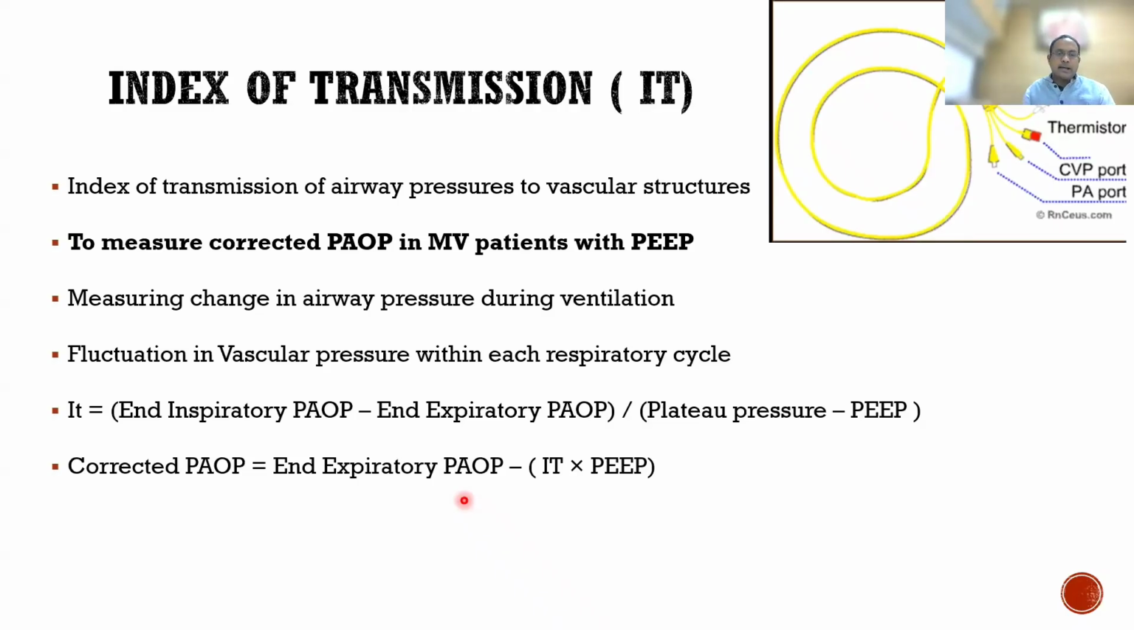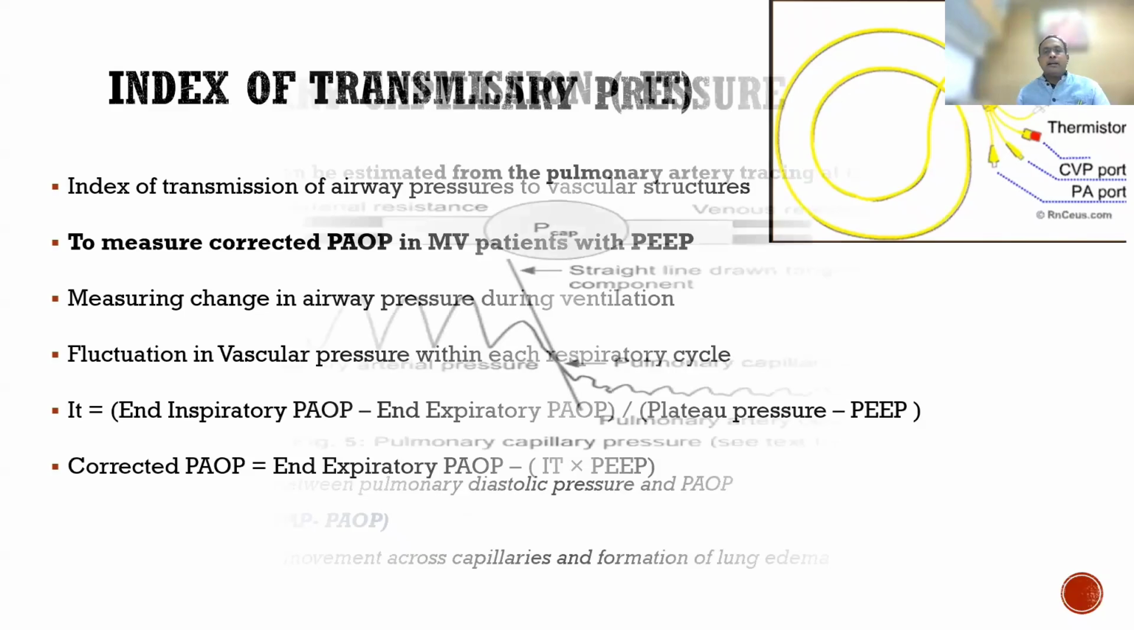And finally, a corrected PAOP was calculated by subtracting the figure which came out of the transmission index multiplied by P from the actual measured PAOP. And this is what the corrected PAOP was taken in a ventilated patient.